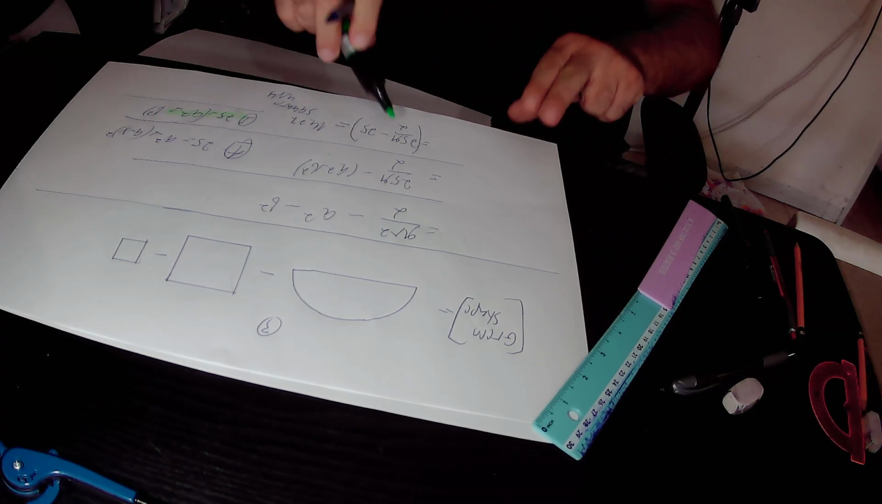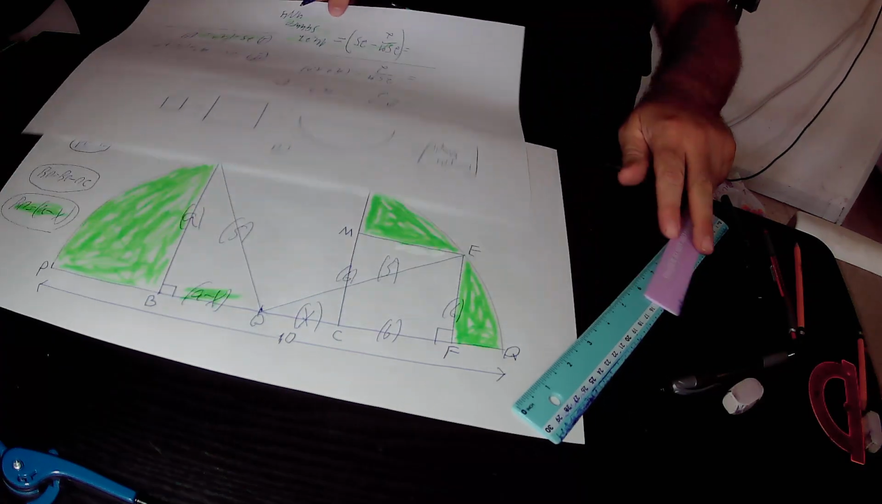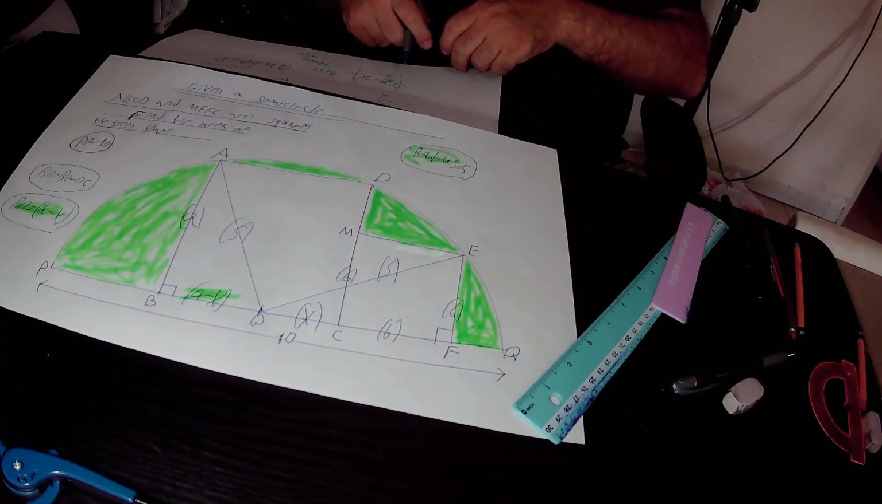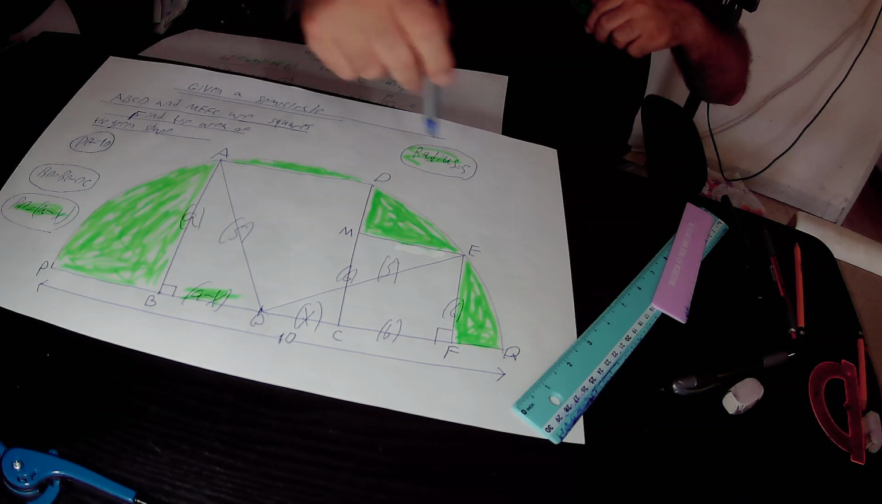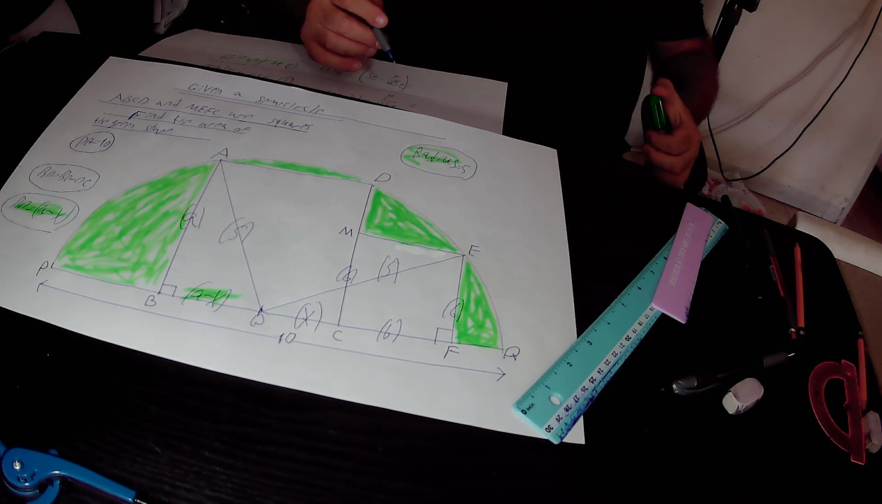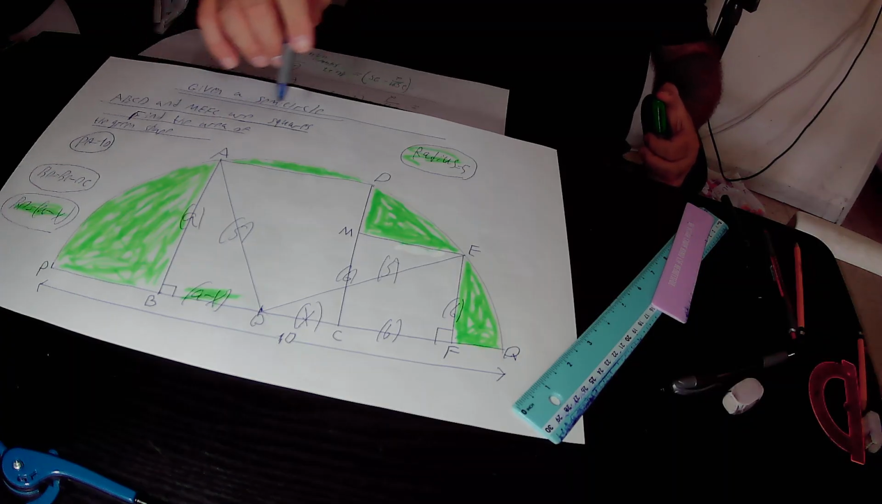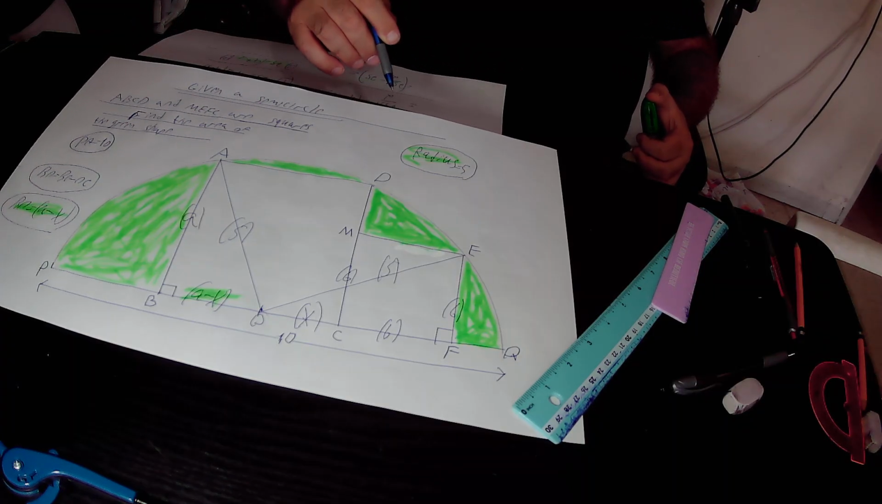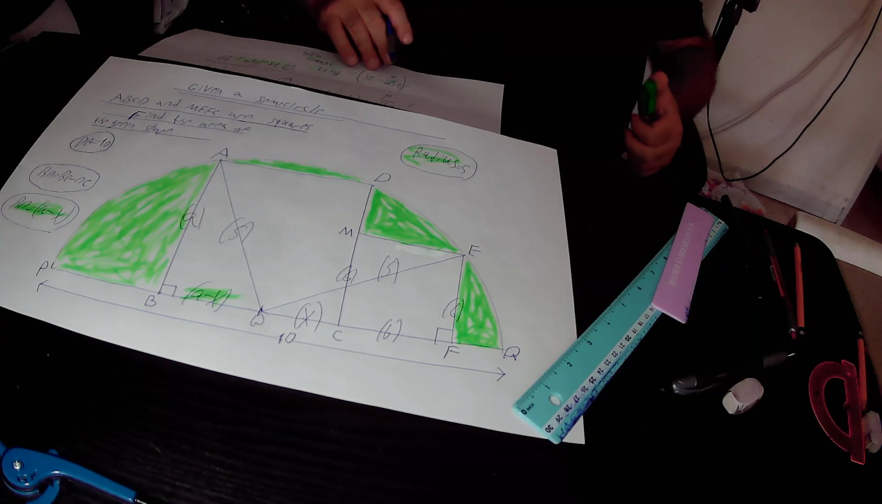So repeat again, the area that we are looking for in this question, that is the area of this green shape, is equal to 25 pi over 2 minus 25 square units. In terms of numbers, the area of this green shape equals 14.27 square units.